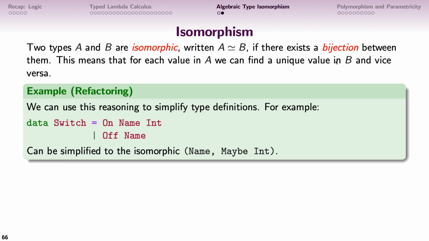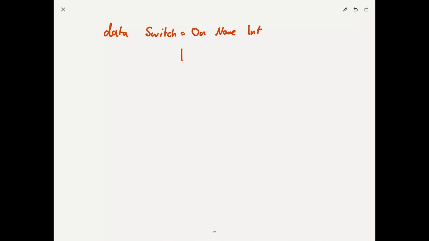So why do we care about type isomorphism? Well, we can use those laws that I described in the previous slide to simplify our type definitions. So if I look at switch here, I'll go back to the board and write it out. I have data switch equals on, and it's got a name and an int. So this is like an electrical switch or something, so it could be either on or off, and the switch has a name, and it also has like some current going through it, the amount of current going through it if it's on, so that's the integer, let's say.